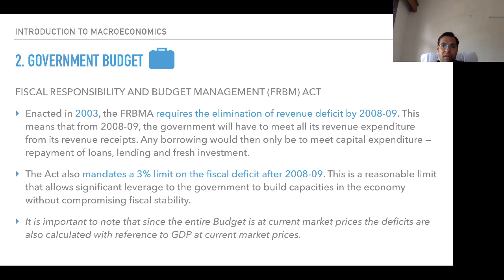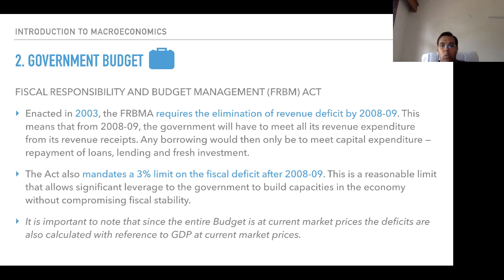So what does it mean? That from 2008-9, the government will have to meet all its revenue expenditures. Government has to meet what? It has to meet all the revenue expenditures from its revenue receipts. Whatever you are receiving, you have to spend from those receipts. That is something that we have to achieve.